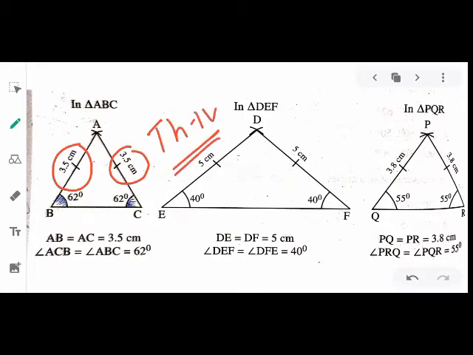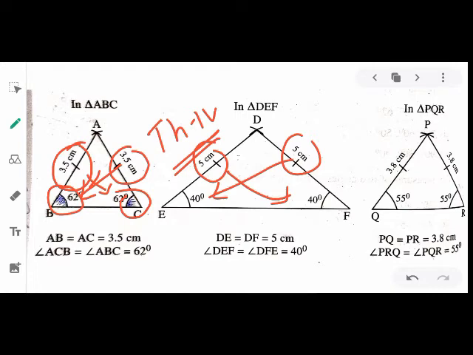In this theorem, the angles opposite to equal sides of a triangle are equal. Here the 3.5 values are the same, so this opposite angle and this opposite angle will always be the same if these two sides are the same. Likewise, this side value is 5 and this side value is 5, so the opposite angles are both the same. So if two sides are the same, then the opposite angles will always be the same.